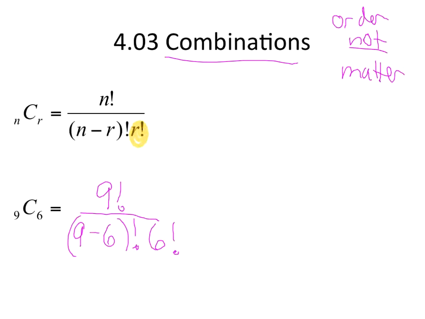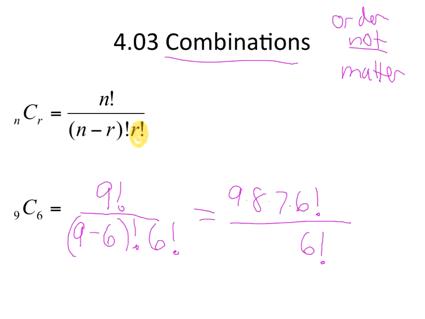Usually the first time I show it to you guys, I give you all the steps, and then the next time when you do it, you're going to have to add it in yourself. So I try and give you a little bit of both. So how did they do the 9 factorial? They wrote out 9 times 8 times 7 times 6 factorial. Why did they stop at 6 factorial? Because they already had a 6 factorial on the bottom.